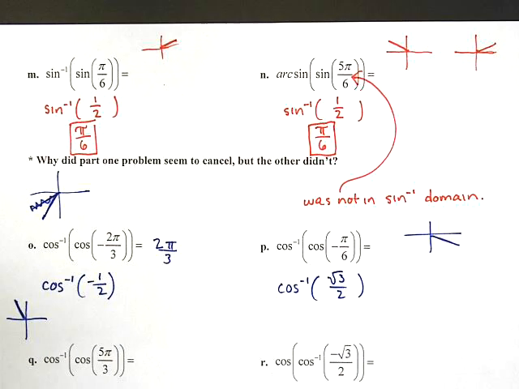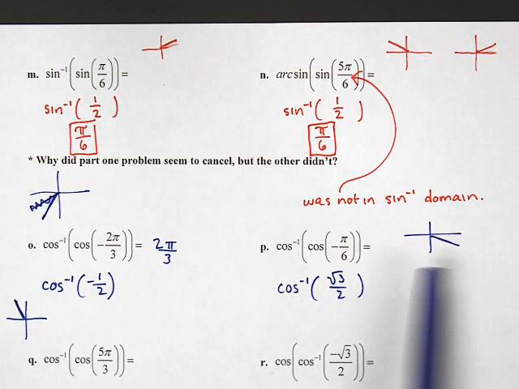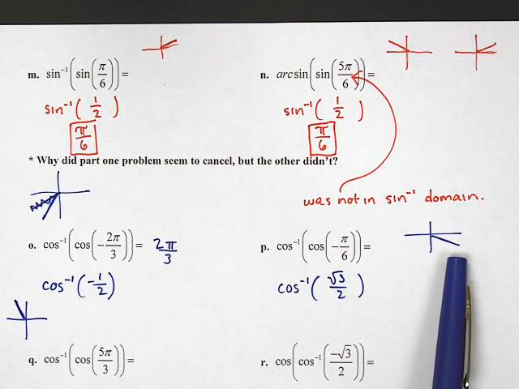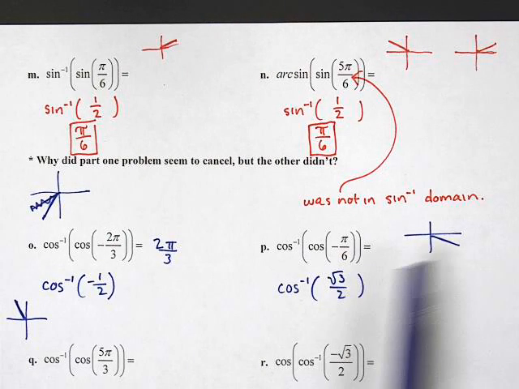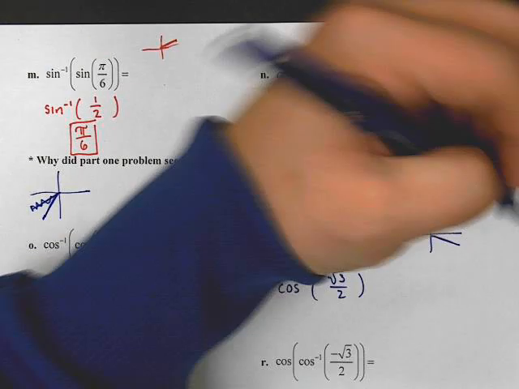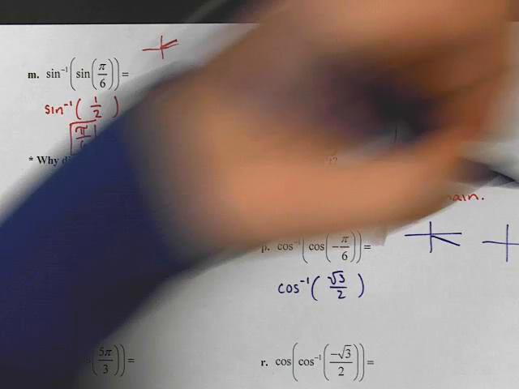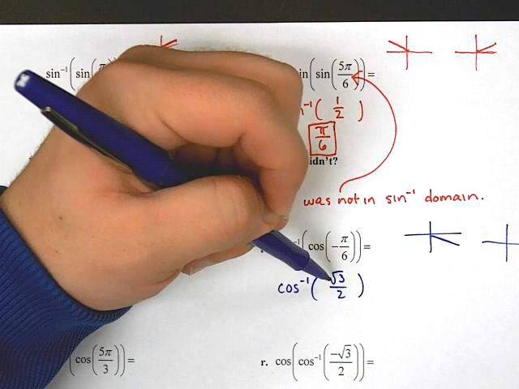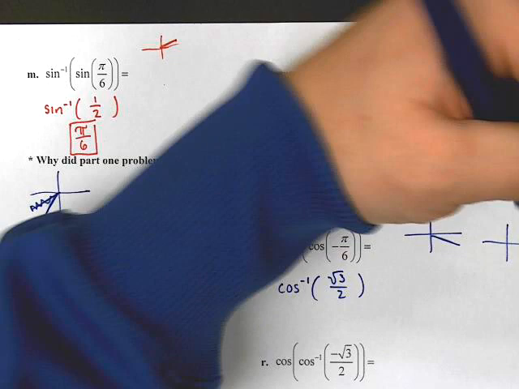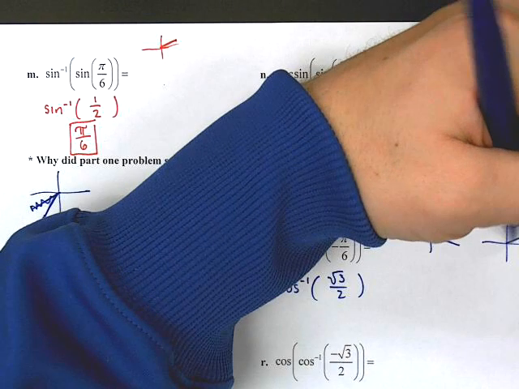Now, we have to draw a new picture. Why? This was not in quadrants 1 or 2 where we know cosine inverse has to be. Alright, so I need to re-evaluate this and think, well, I want the inverse cosine of positive root 3 over 2. So now, that's up here.